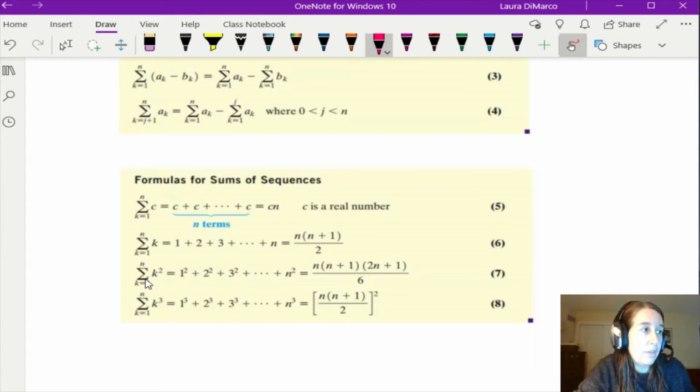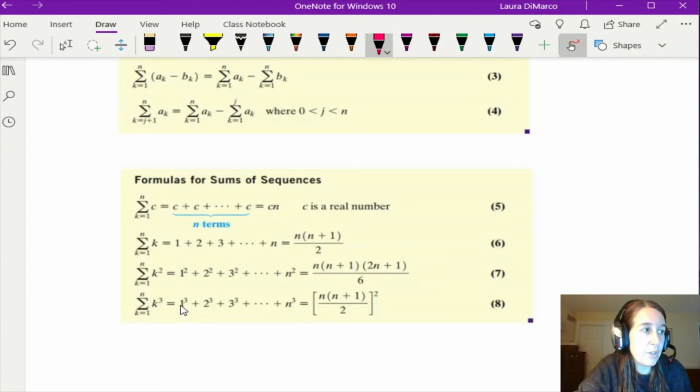Third, the summation of the index squared, so k squared. So in other words, we've seen this sequence before, 1 squared plus 2 squared plus 3 squared, all the way to n squared. And then that follows this formula right here. So n times n plus 1 times 2n plus 1 all over 6. Okay, and then finally k cubed. Now there could be a lot of other formulas for different sequences, but these are just the ones that we're going to study and use.